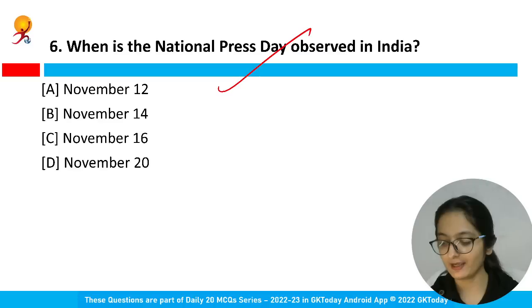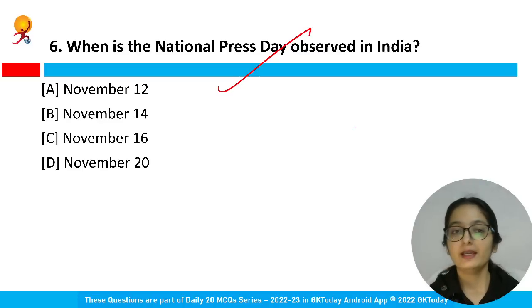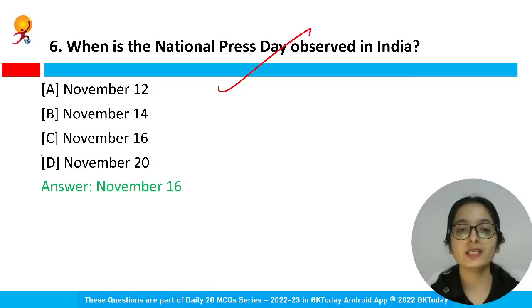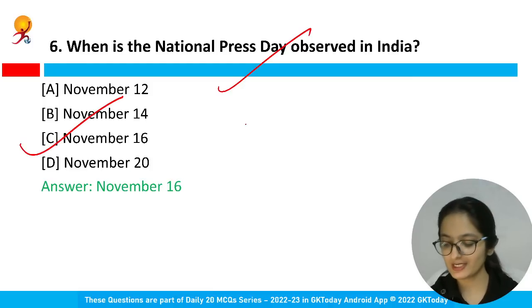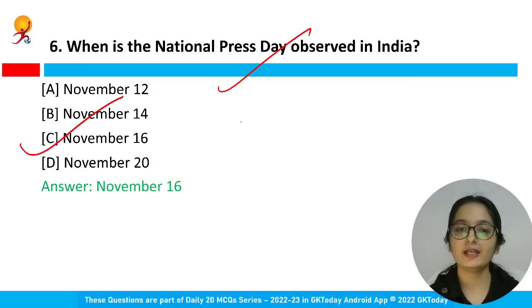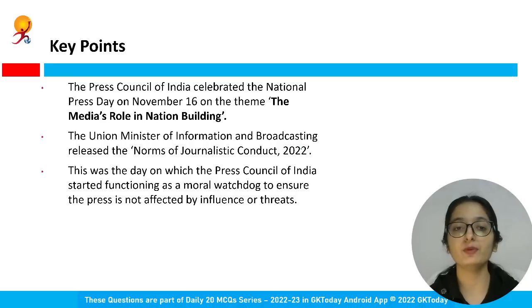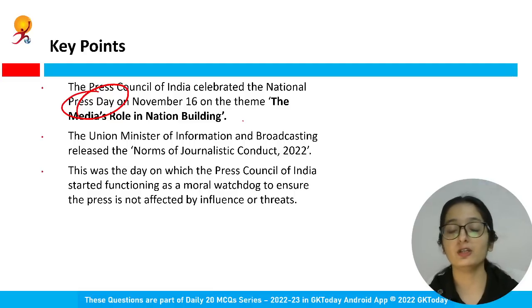When is National Press Day observed? It is observed on 16th of November. Option C is the correct answer. 16th of November is celebrated as National Press Day, where the media, the press, should have the freedom, right? One of the pillars of democracy.